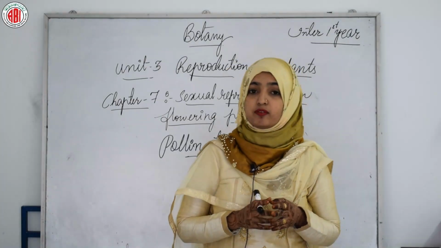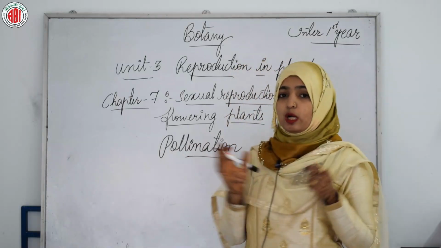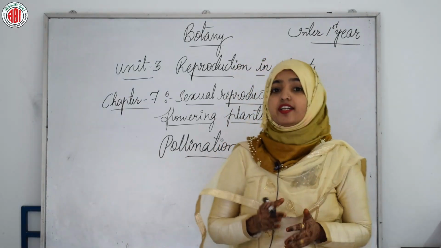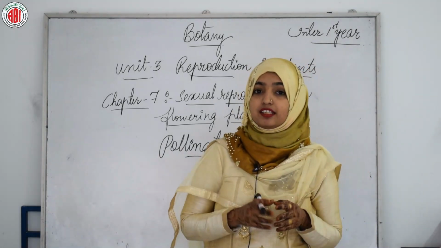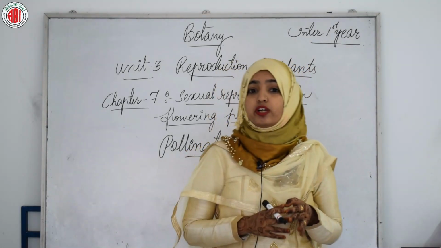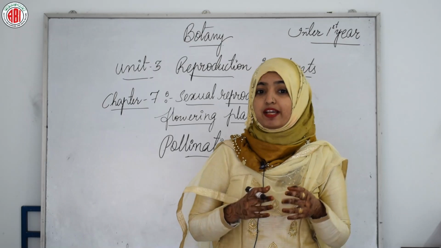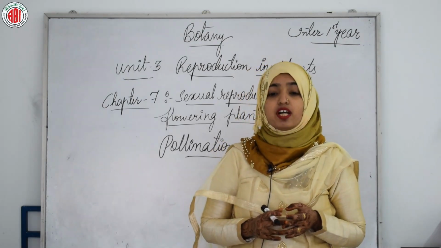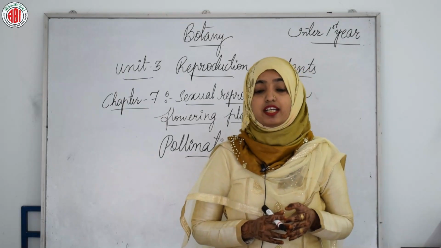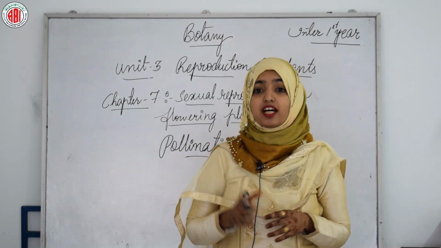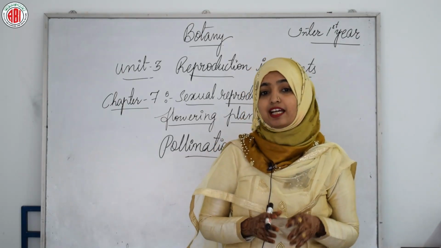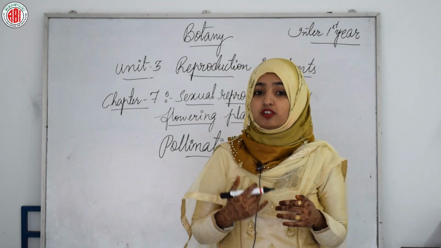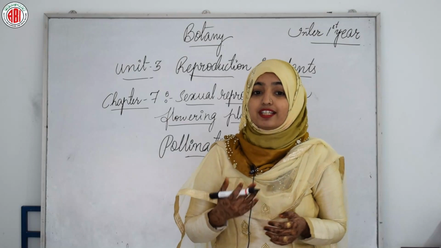Now let us begin with our next topic, pollination. We all know that pollination refers to the transfer of pollen grains from the anther to the stigma, right? In the preceding sections you have learned that the male and female gametes in flowering plants are produced in the pollen grains and embryo sac respectively, and as both types of gametes are non-motile, they have to be brought together for fertilization to occur. We are going to learn how this is achieved.